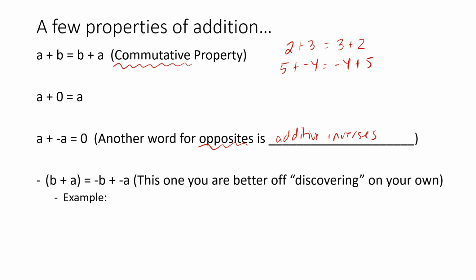And last but not least, the negative of (b plus a) is equal to negative b plus negative a. This one you are better off discovering on your own, I think, rather than trying to memorize it as a property. So we could pick some numbers for fun. We could say the negative of (2 plus 5) and compare that with -2 plus -5. On the left, we would do our order of operations, which would mean we would do the parentheses first. So 2 plus 5 is 7, leaving me with -7 on the left.